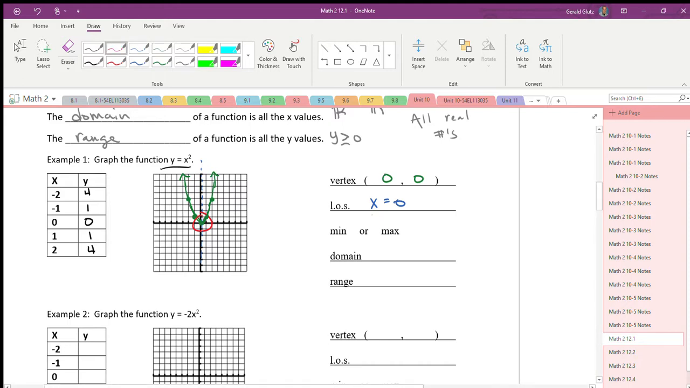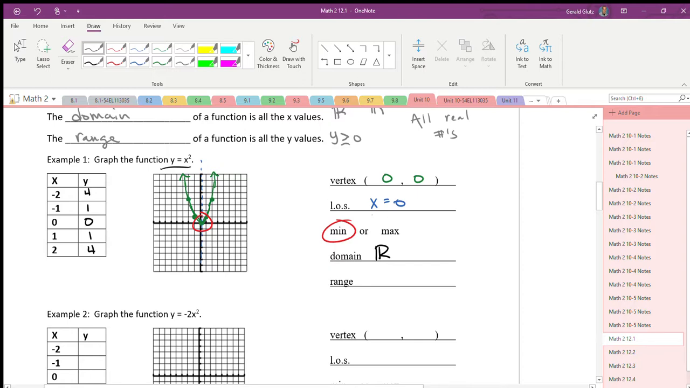This graph does have a minimum because this is the lowest point. It does not have a maximum because it goes up forever. The domain, so this side is going left forever. This side's going right forever. So again, domain is asking how far left, how far right, or what x values does it touch. So it's going left forever, right forever. So it's going to eventually hit every single number. So I'm going to call that all real numbers.